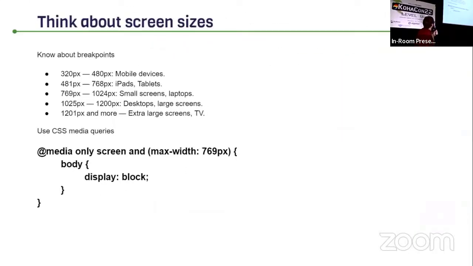Screen sizes, we talked about that a little bit, and there are a bunch of common breakpoints for mobile devices, tablets, different screens, big ones, and we should just be aware of those. And when needed, we can use these, like the example here, CSS media queries, which will apply CSS only at certain widths. In this case, 769 pixels or less. So as you're adjusting your screen, when things don't look right, you can add these media queries and make everything look right at all the different screen sizes.